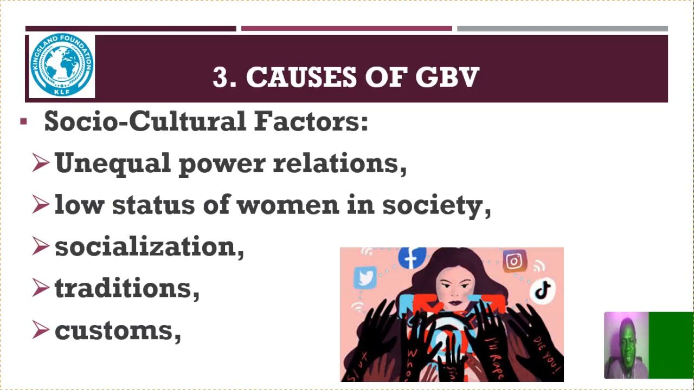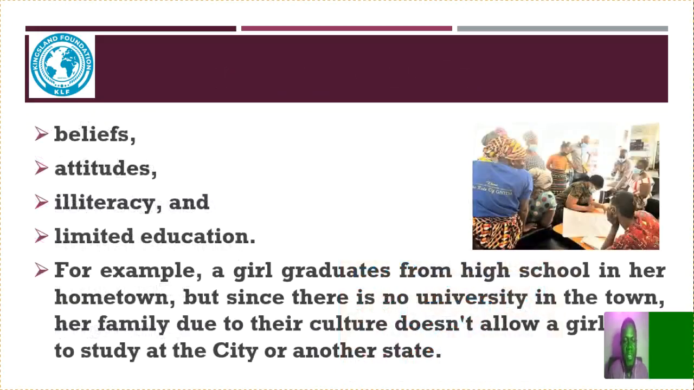So there are other causes of gender-based violence. One of them is sociological factors. Socio-cultural factors have to do with unequal power relations, the low status of women in society, low socialization, traditional issues and customs, beliefs, attitudes, illiteracy, and limited education. All this constitutes some of the factors for gender-based violence. Someone who has low education might not understand the implication of battering a woman or a girl, and so that could be a factor. For example, a girl graduated from high school in her hometown, but since there's no university in her town, her family, due to this culture, doesn't allow a girl to study abroad or in another city nearby, and so she has to stay back and not go to school because the university she could have attended is a bit far from home. But a boy is allowed to do that.